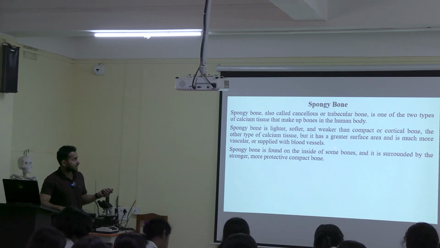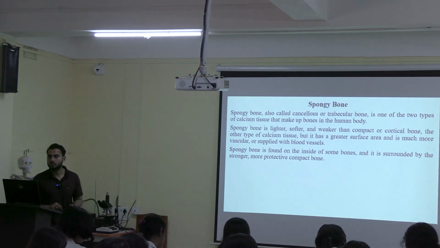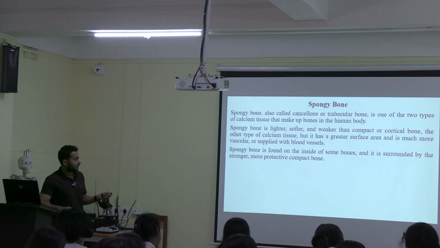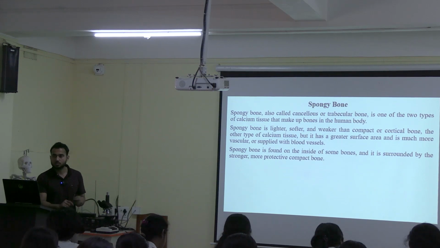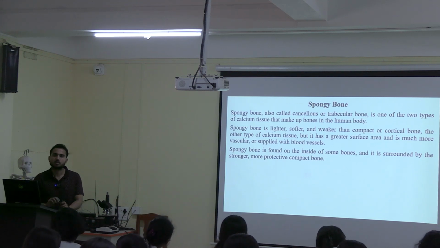But it has a great surface area and is much more vascular, supplied by blood vessels. That means the blood supply is more in the spongy bone as compared to the compact bone. Where are these spongy bones found? They are found inside some bones and are surrounded by stronger and more protective cortical bone. The interior of the long bone, which I have shown here as an example, is where you will see spongy bone present.